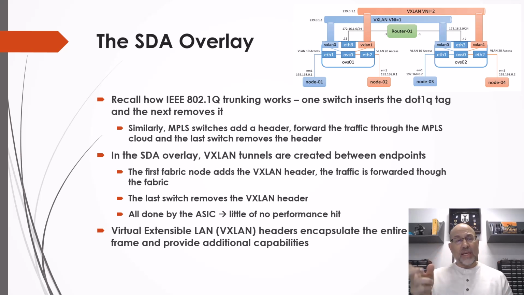And then at the egress of the cloud, the tag would be removed. Very similar idea here. In the SDN overlay, what we're going to do is create these VXLAN tunnels that are above me here, right? So I've got endpoints, and these two endpoints are communicating via a VXLAN tunnel, and these two nodes are also communicating over a different VXLAN tunnel. Well, what set up the VXLAN tunnel?